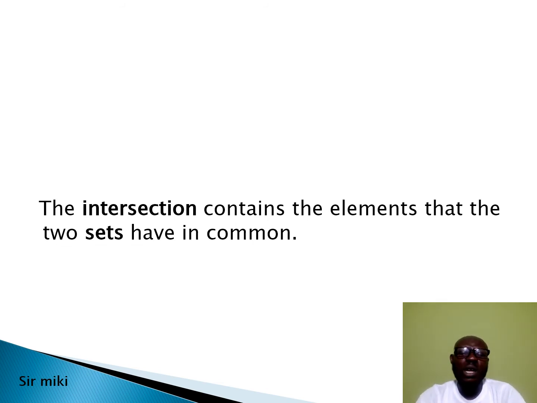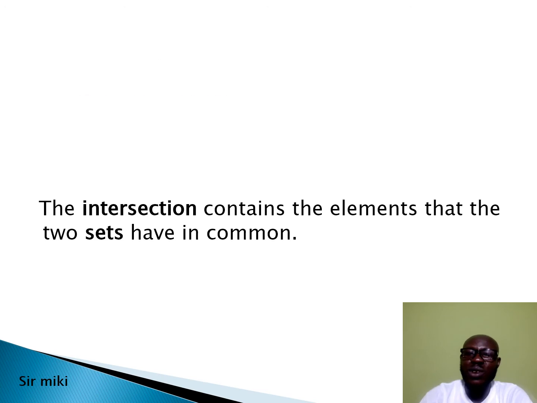Alright, now we are throwing more light on intersection of sets. We are saying that the intersection contains the elements that the two sets have in common. So if you look at the example that I displayed earlier on, we got 2 and 4. That means that 2 and 4 are found in both sets.